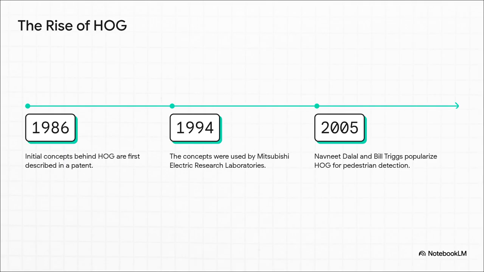Now, this idea didn't just pop up out of nowhere. The core concepts were actually patented way back in 1986. But it took until 2005 for two researchers, Navneet Dalal and Bill Triggs, to publish this landmark paper that completely unlocked HOG's potential. It quickly became the gold standard for finding people in images for years.